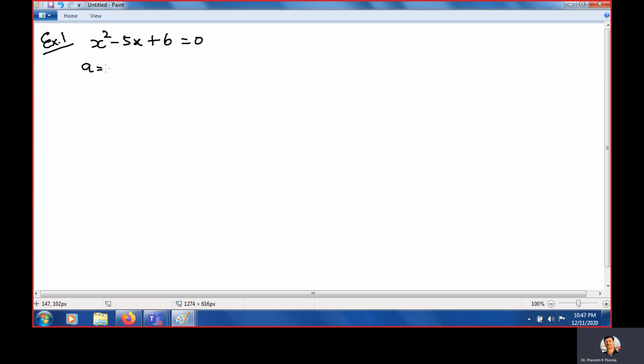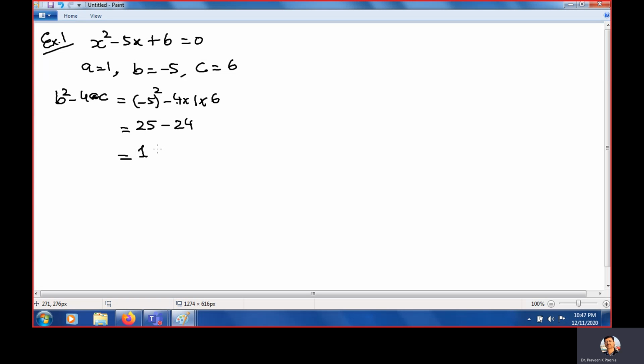If you compare, what is the value of a? 1. What is the value of b? Minus 5. What is the value of c? It is 6. So we will calculate b square minus 4ac. Minus 5 power 2 minus 4, a is 1 and c is 6. Minus 5 square is 25, minus 4 times 1 times 6 is 24. It is 1. 1 means greater than 0.